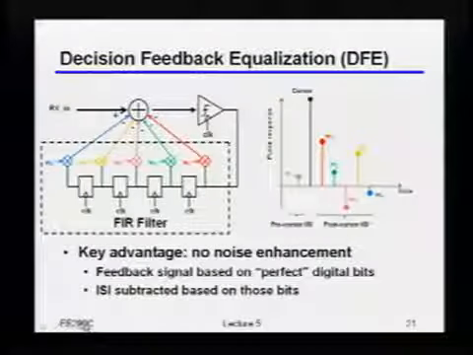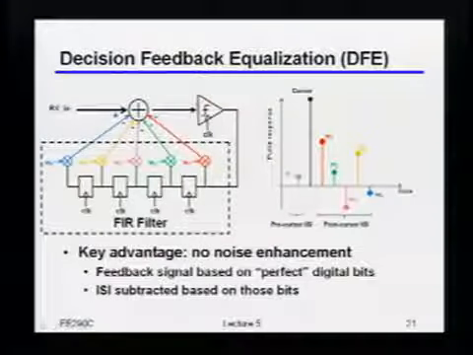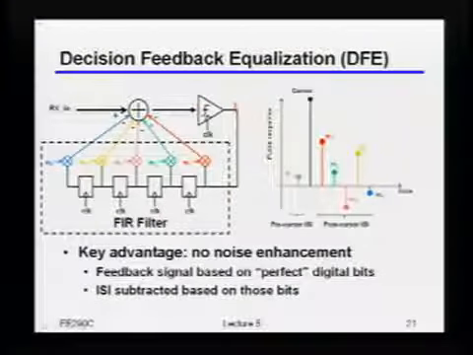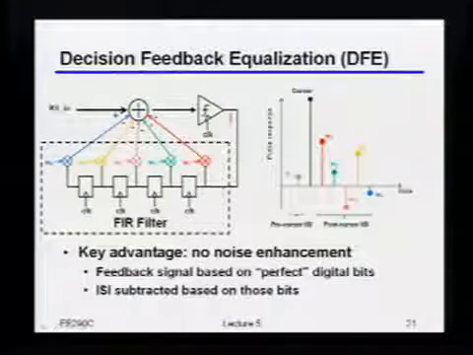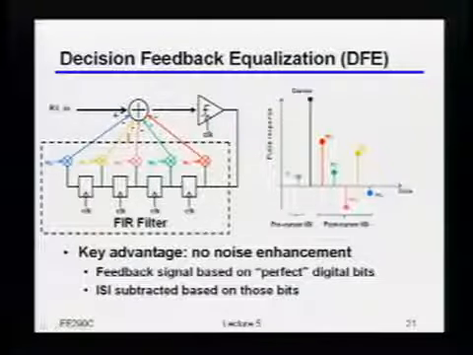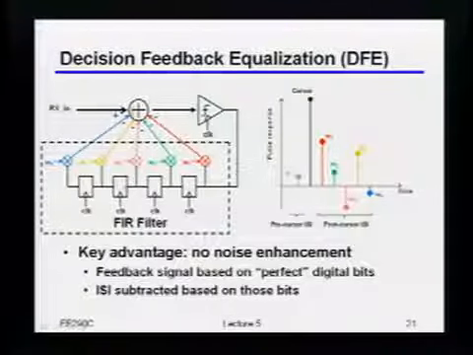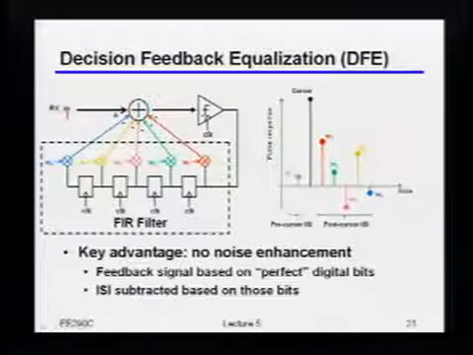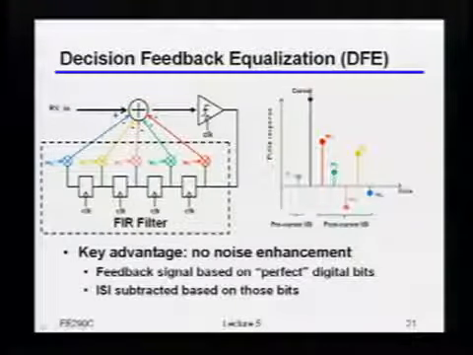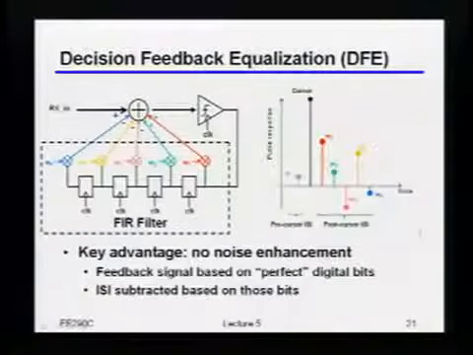So the idea here is very simple. What you basically do is you say, okay, I'm going to make a decision just on whether the bit was a 1 or a 0. Once I know if it was a 1 or a 0, then all I have to do is take that 1 or 0, pass it through some FIR filter, which creates the negative of the channel, and then take all of that and subtract it off from my incoming data. In other words, as long as I made the right decision over here, and I got a perfect digital bit coming out, then I can literally subtract all of this residual stuff afterwards.